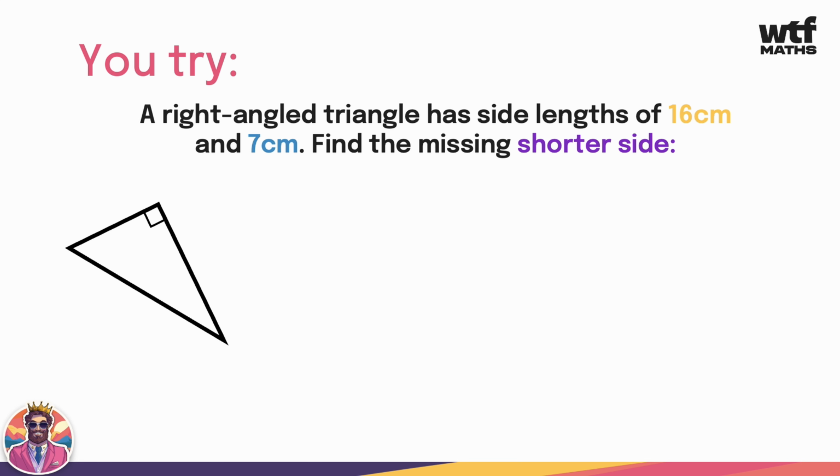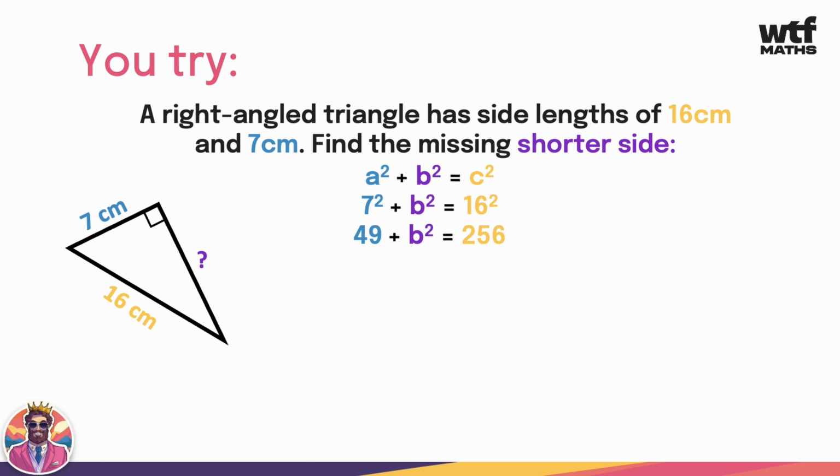Okay, first things first, let's label our diagram the best we can. We know the longest side has to be 16 because it's the biggest number that we're told, and we're told we're finding a shorter side, so we know the shorter side can't be the hypotenuse. We look at our formula and we substitute what we know in. 7 squared plus b squared equals 16 squared. 7 times 7 is 49, and 16 times 16 is 256.